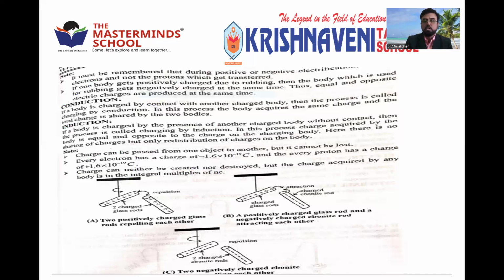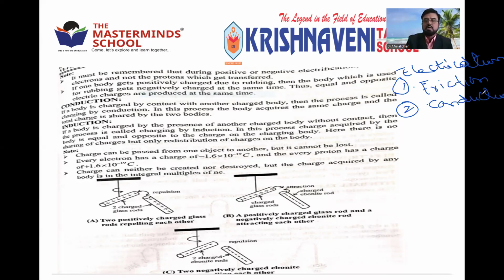Clear? Note on that. So you can write it. So electrification is nothing but giving charge. Electrification number one is friction, that is charging by friction. Second method is conduction by direct contact. And third one is induction. So like that, there are three methods for giving charge to a body. We can give charge to a body by these three methods. Okay.